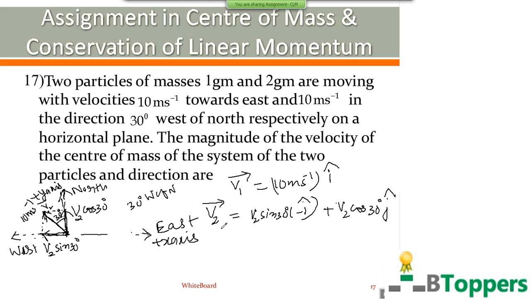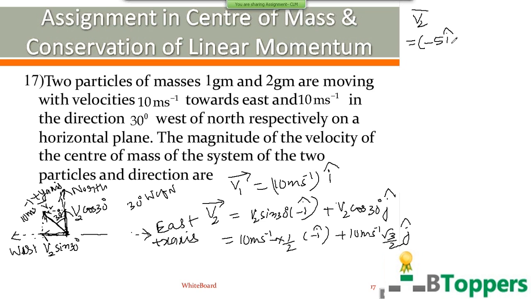A velocity vector v bar in the xy plane can be written in the form vx i cap plus vy j cap. Here v2 is the magnitude of velocity of the second particle, that is 10 meter per second. Sin 30 degrees you can take as 1 by 2, and cos 30 degrees equal to root 3 by 2. So in vector form, the velocity v2 bar of the second particle can be written as minus 5 i cap plus 5 root 3 into j cap meter per second.